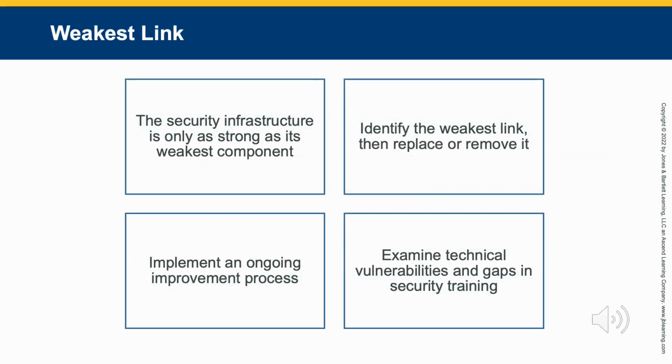Weakest link. The security infrastructure is only as strong as the weakest component. Identify the weakest link, then replace it or remove it. Implement an ongoing improvement process and examine technical vulnerabilities and gaps in security training.